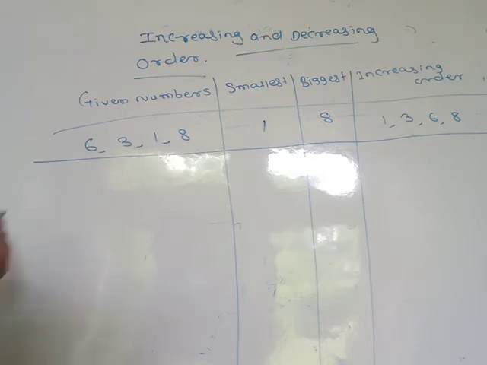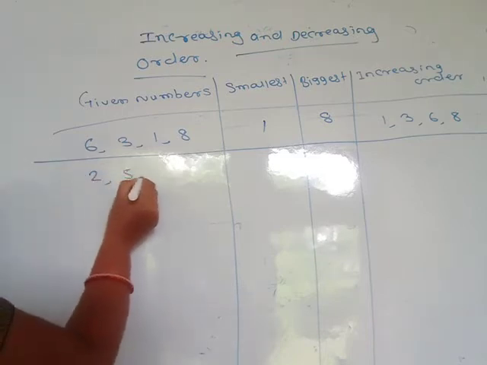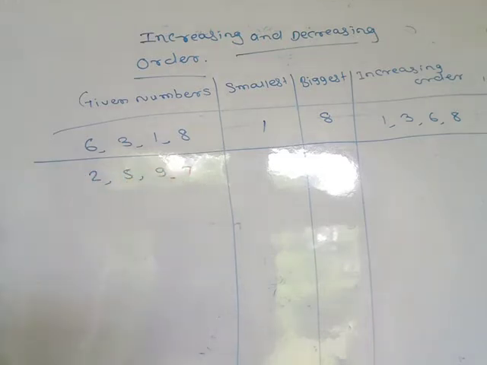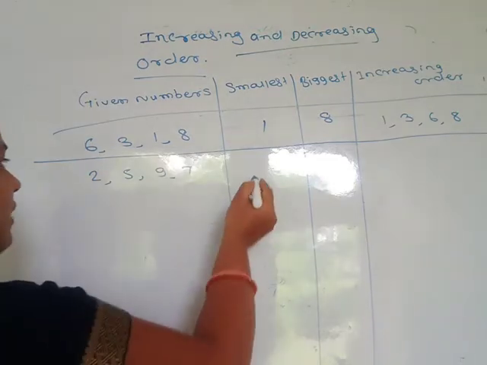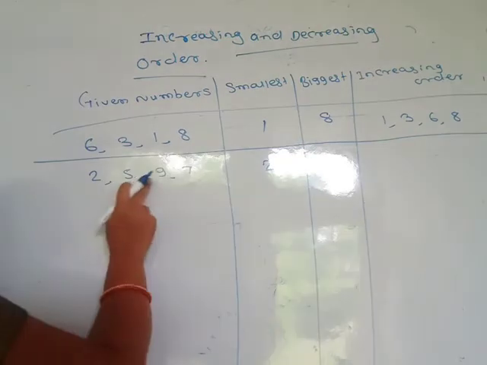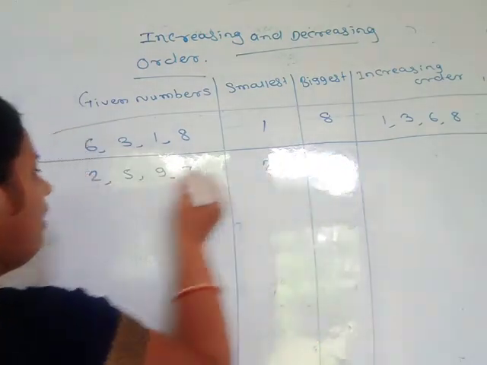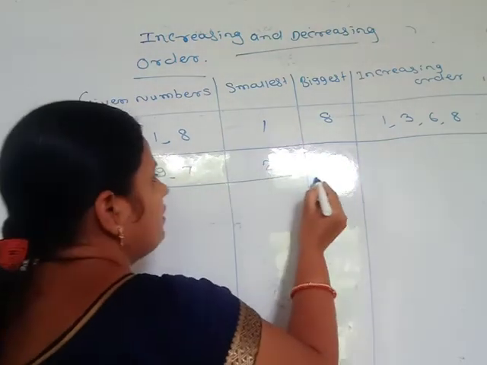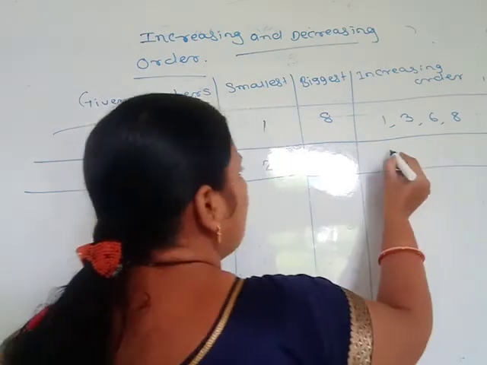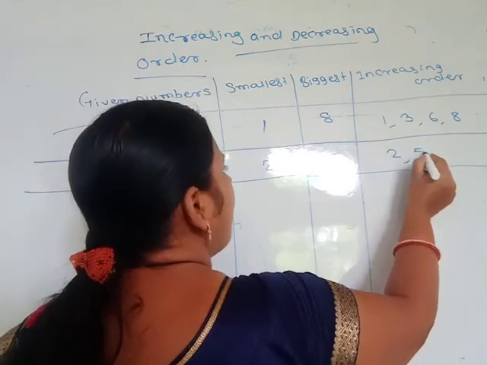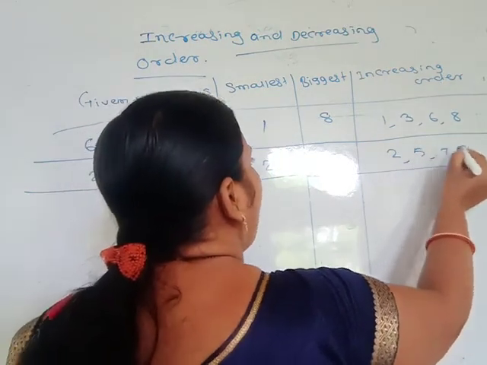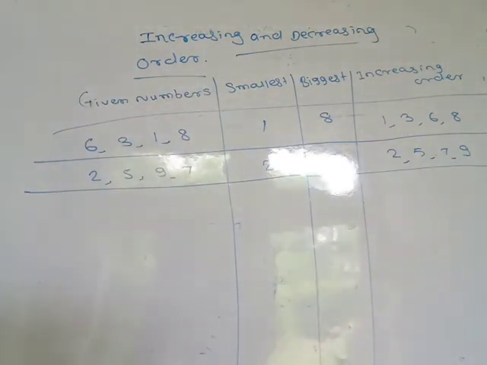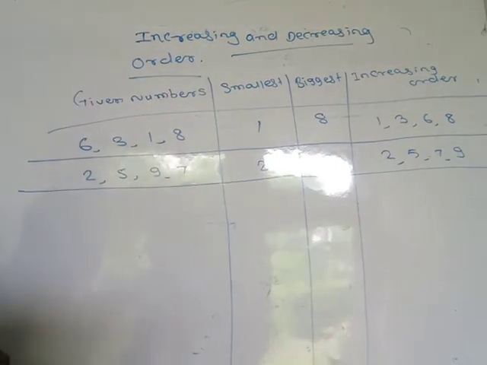Then here 2, 5, 9, 7. These 4 numbers are given. Which one is the smallest number? Then you write here 2. Then the biggest number, 9. All these numbers you write in increasing order. Smallest to biggest one: 2, 5, 7 and 9.